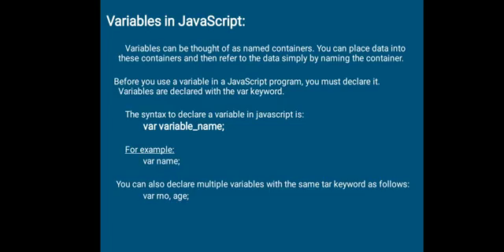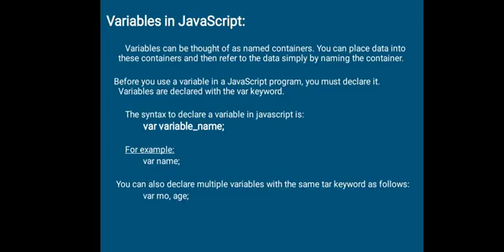So, the syntax, if you see the variable declaration statement: var variable name. var is a keyword, variable name is an identifier, and it should follow the rules to write identifiers. In this example, we have declared one variable called name.